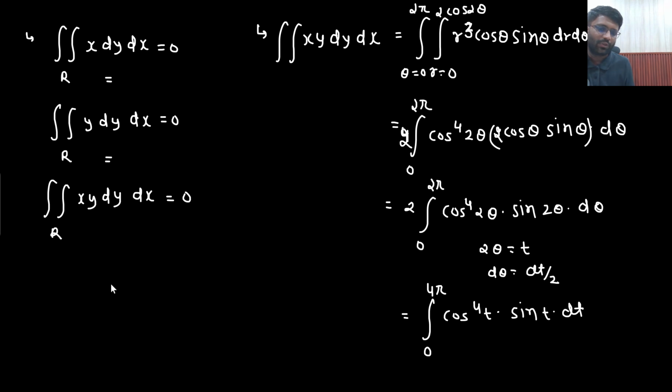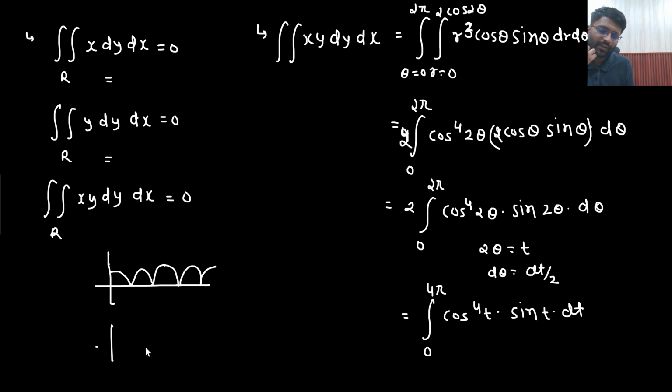Let's make the graph of cos to the power 4 t from 0 to 4 pi. So between 0 to pi, this was the graph. Then again, this is the graph. Cos to the power 4 t is there, that means negative area will become positive area. This is the graph of cos to the power 4 t.